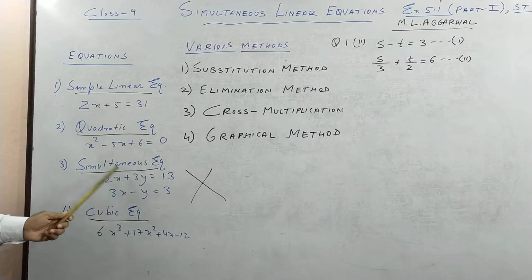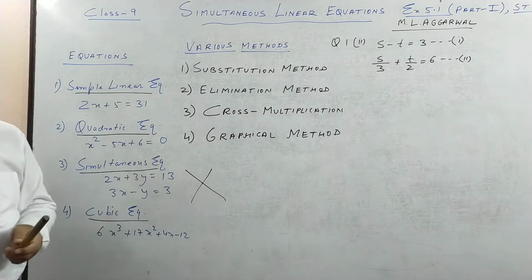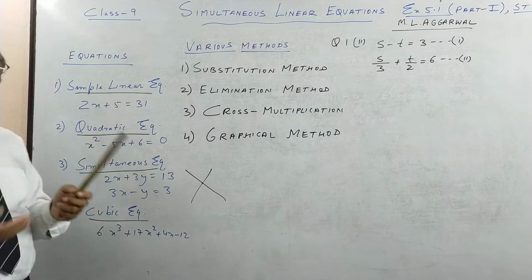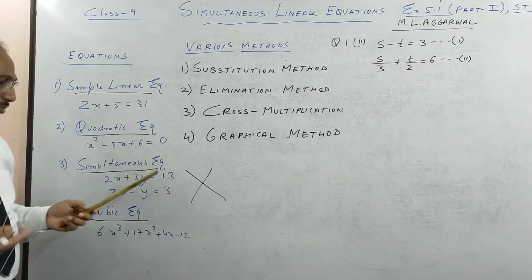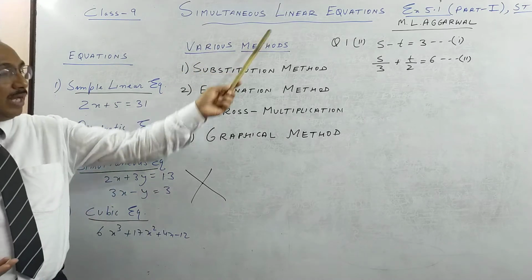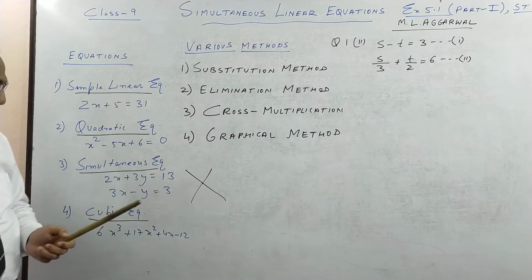So here there are two. Why is it called simultaneous? Simultaneous in the English language, children, means together. You have to solve these two equations together. You cannot solve one independent of the other. So together we solve. Two lines if you plot you will get, and we get an answer.